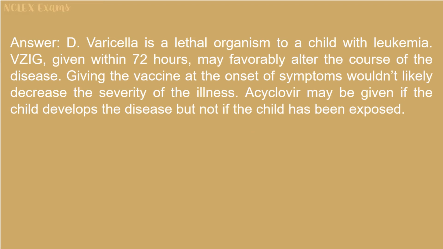Answer D. Varicella is a lethal organism to a child with leukemia. VZIG, given within 72 hours, may favorably alter the course of the disease. Giving the vaccine at the onset of symptoms wouldn't likely decrease the severity of the illness. Acyclovir may be given if the child develops the disease but not if the child has been exposed.